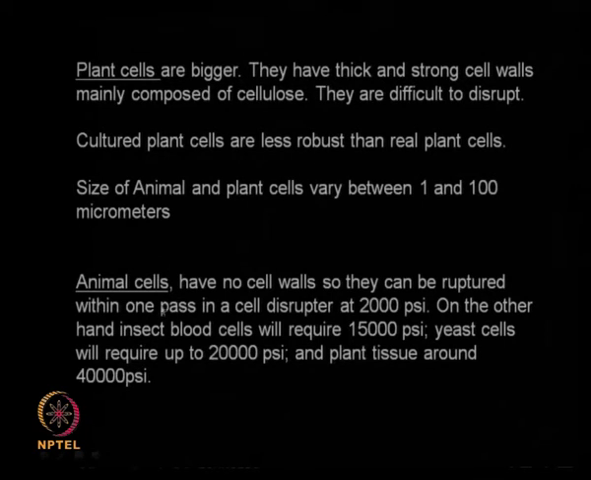So generally in one pass in a cell disruptor at about 2000 psi, I can break animal cells, whereas if I am looking at blood cells, insect blood cells, they will require much higher pressure, and if you are looking at yeast cells, you will require almost 20,000 psi, and if you are looking at plant tissue when you want to break it, you are talking about 40,000 psi. So you see the pressure required to break cells starting from animal to insect blood cells, going to yeast cells, going to plant tissue, we are talking an increase of the order of 20.